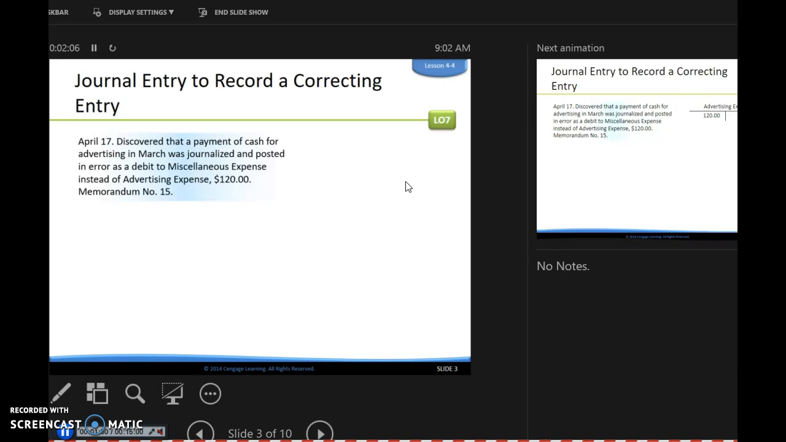Okay, so an error was made. It was debited to miscellaneous expense instead of advertising expense. $120, memorandum number 15.